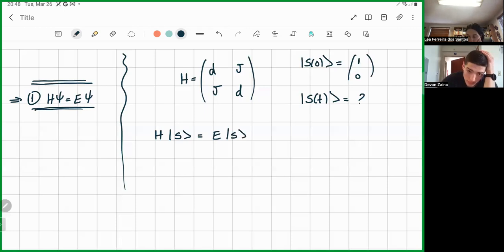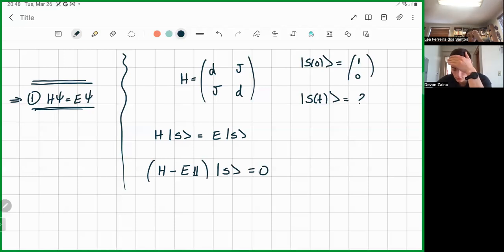Well, let's see how we are going to proceed. I'm going to bring everything to the left side. So I have the Hamiltonian. I'm bringing the energies also to the left side. But careful, the Hamiltonian is a matrix. E is just a number. So here I have the identity operator, because I cannot subtract a matrix by a number. We have to play with matrices. So this is the equation that I have to solve.